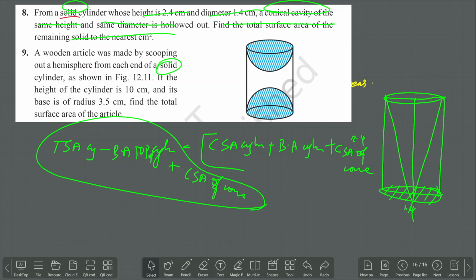Sum of all visible. Here, in the top view, hemisphere visible. Bottom view, hemisphere visible. Then 2 times the CSA of a hemisphere, plus, outside when you look, the CSA of the cylinder is visible. That's it. That's it for 9.